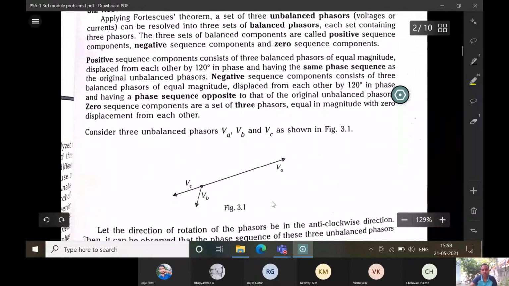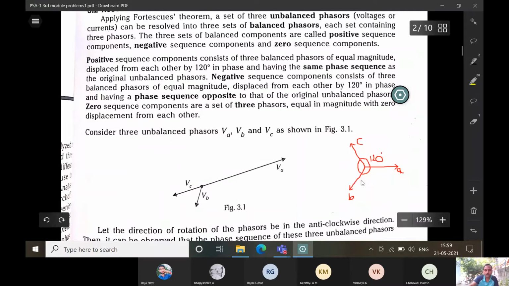Unbalanced, and what is balanced? Balanced means all phasors are equal in magnitude and the phase angles are 120 degrees apart. This is called balanced. All phasors A, B and C are equal in magnitude, as this diagram is showing.